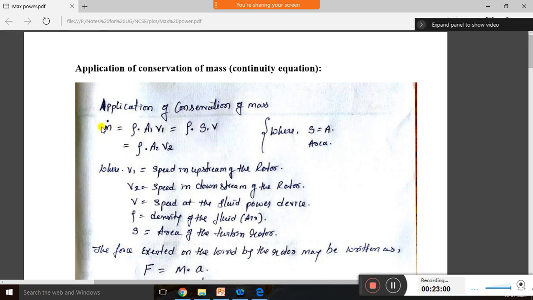So that m dot is equal to ρ A1 V1, or you can call it ρ A2 V2. That is at the inlet and at the exit: inlet velocity, outlet velocity, inlet area, outlet area, and this ρ is the density of air. Density of air is common.